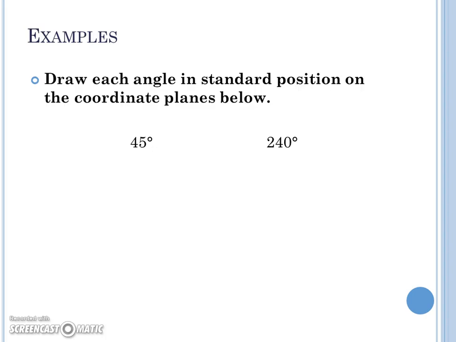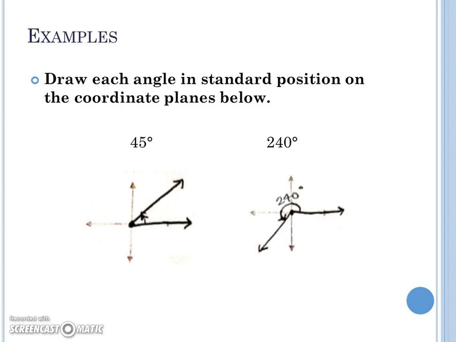Alright, so draw each angle in standard position on the coordinate planes below. So 45 degrees. We start at the origin and draw a ray going to the right. Then we open at 45 degrees, which is halfway to the y-axis. And then we draw an arc, and that is our 45 degree angle. 240 degrees starts at the origin, goes to the right, then it opens up past 180 and goes 60 degrees further past that 180 and creates a 240 degree angle. So it looks just like that.